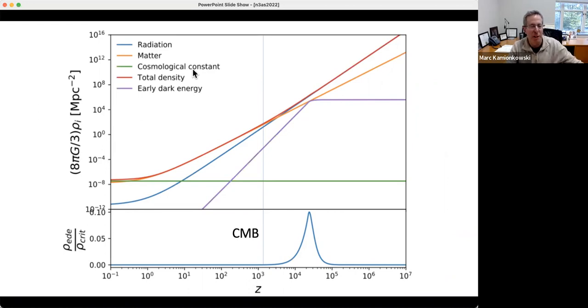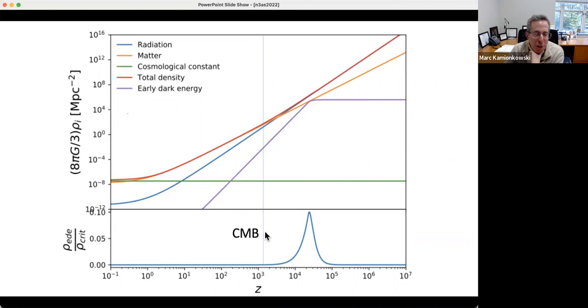So roughly speaking, here's a plot of the energy density of the various constituents of matter as a function of history in the universe, with time going from right to left. So the Big Bang is off to the right, high redshift. The universe today is off to the left, redshift equals 0. In addition to the radiation, which is the blue curve, and the matter, which is the yellow curve, and the cosmological constant, which is the green curve, we hypothesize there's something else we call early dark energy that behaves like a cosmological constant at early times, but then decays faster than radiation at late times.